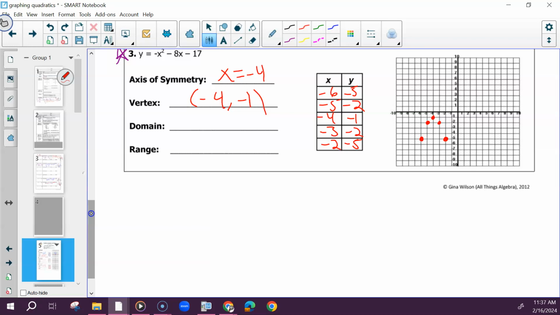So if I'm looking at that and comparing it to the equation, it has a negative a value, so it should face down. And it's going to look something like this.